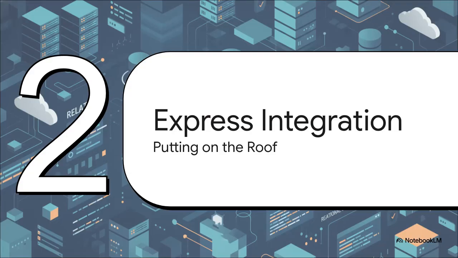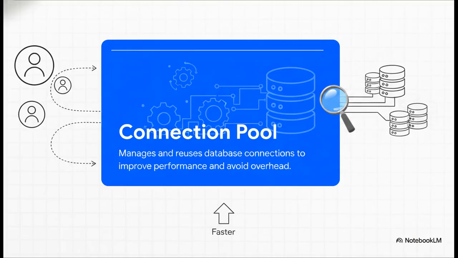Section 5. Express Backend Integration. Putting on the roof. So how does an Express Node.js application actually talk to the Postgres database we just built? Usually, we use a client library like PG, but here is the real secret sauce. Instead of opening a brand new database connection every single time a user makes a request, we use a connection pool. The pool essentially manages a set of already open connections and just reuses them for incoming requests. This dramatically improves performance and completely avoids massive server overhead. It's a real game changer.